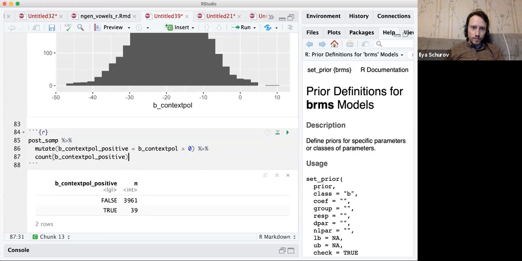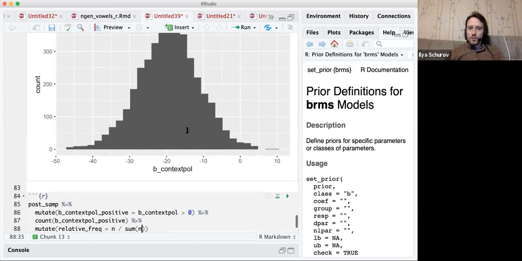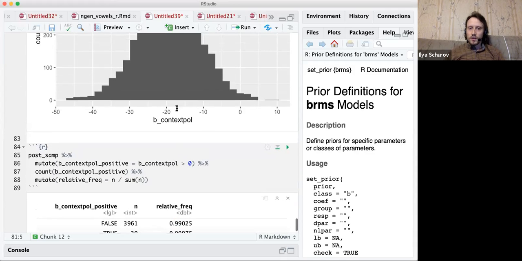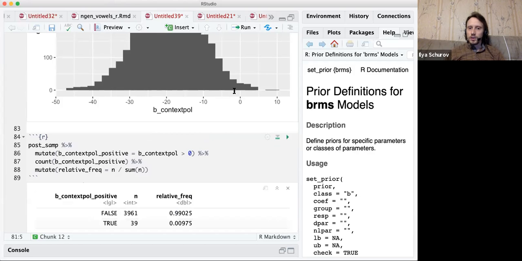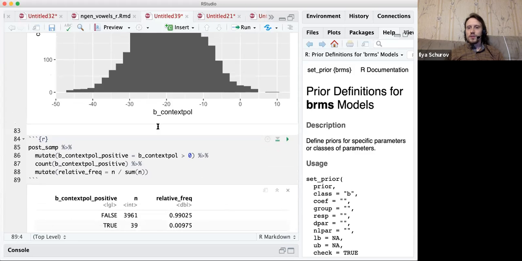So I can find relative frequencies. We see that for this beta context pole, the probability to be positive is so small. So we have a 99% probability that the value of this beta context pole is negative. So probably we can conclude that the actual beta context pole is more likely to be negative. And this is how we can interpret this posterior. This is one possible way to interpret it.